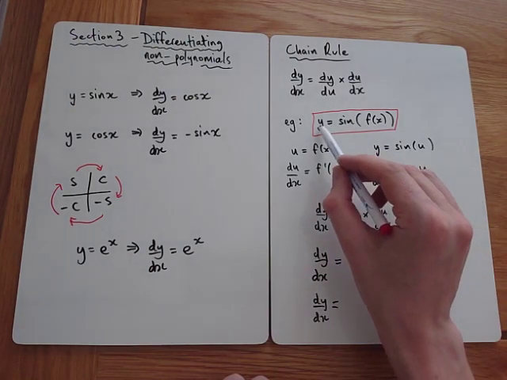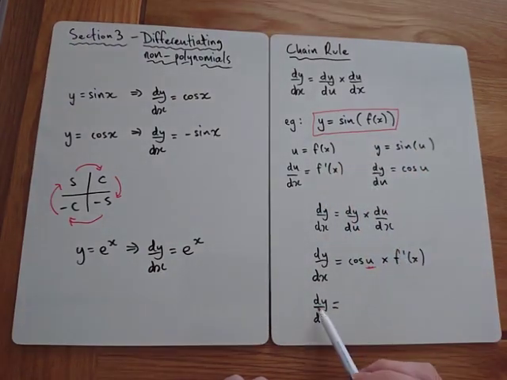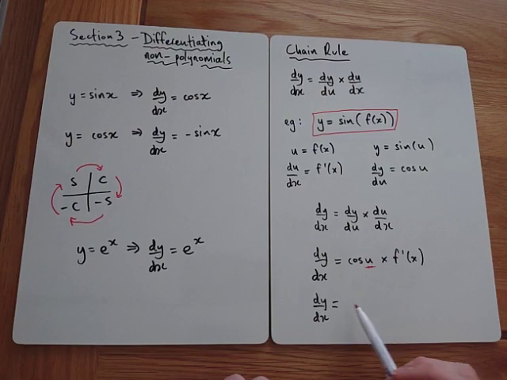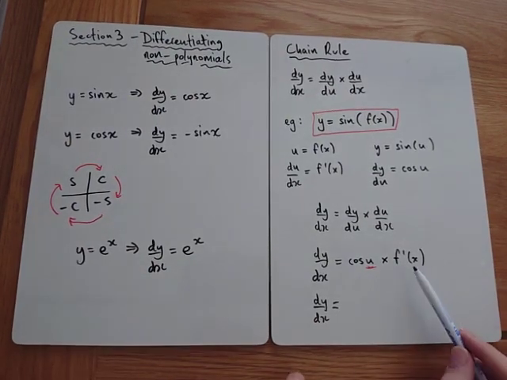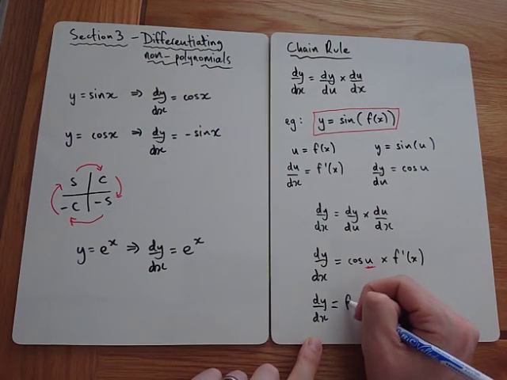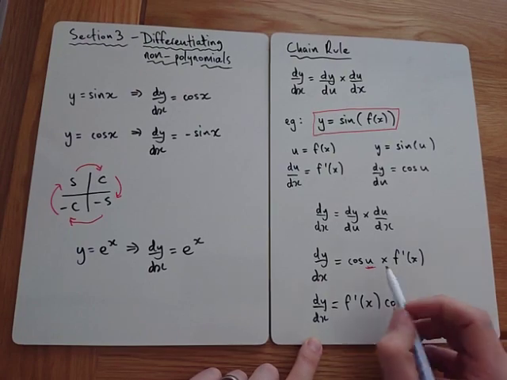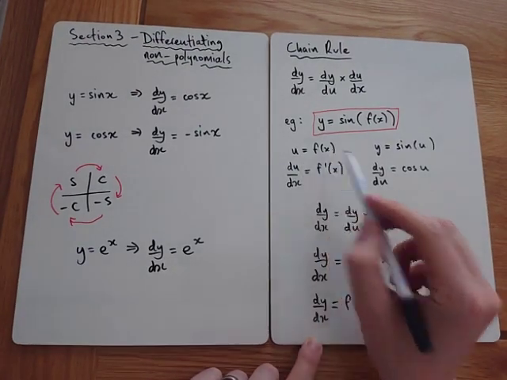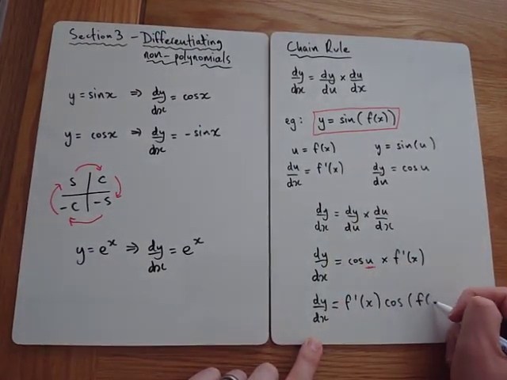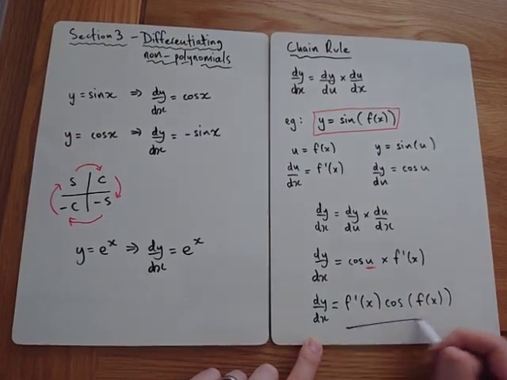Because the question said, if y equals sine of a function of x, what does dy by dx equal? So my final answer needs to be a function of x. So I'm going to write it as f dash times by cos of u, and u is just f of x.